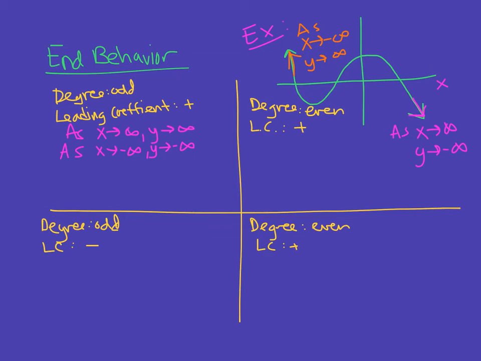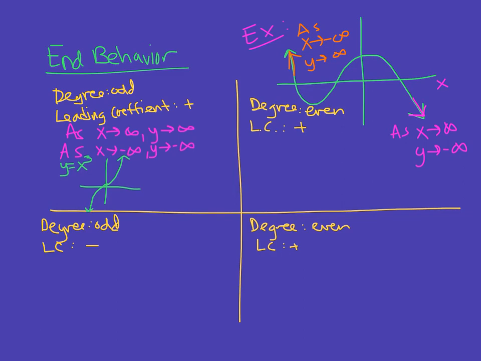So I'll show you an example. This is one that you actually know. One example is y equals x to the third. Your leading coefficient of that is 1. Your degree is odd. So if you were to draw that graph, as our x values got bigger and bigger, our y values would get bigger and bigger. As our x values get more and more negative, the y values also get more and more negative.